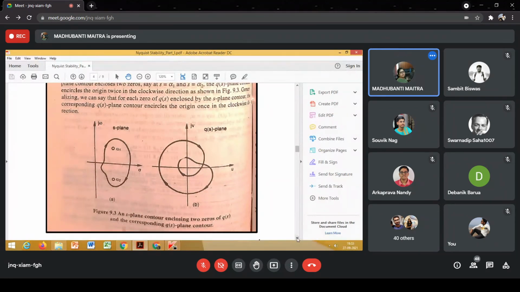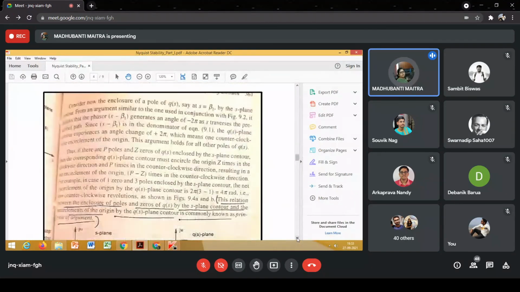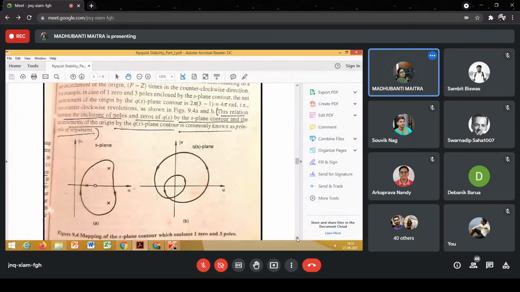So let's look at one example. Here you see, we have taken an S-plane contour which encloses three poles of a given Q(S) and one zero of the given Q(S), right? So the corresponding Q(S) plane contour will encircle the origin of the Q(S) plane three times in counterclockwise direction and once in clockwise direction.